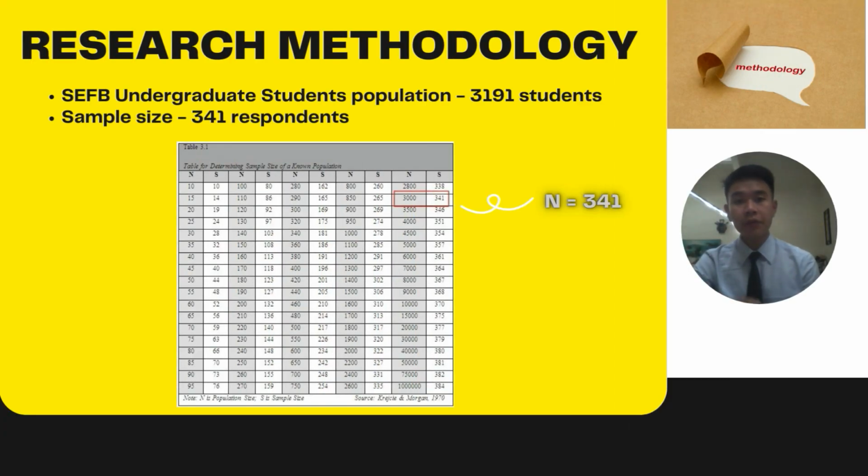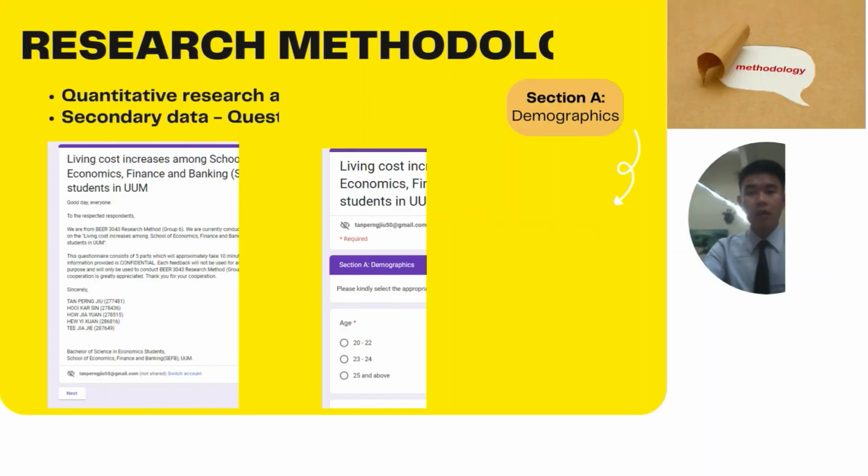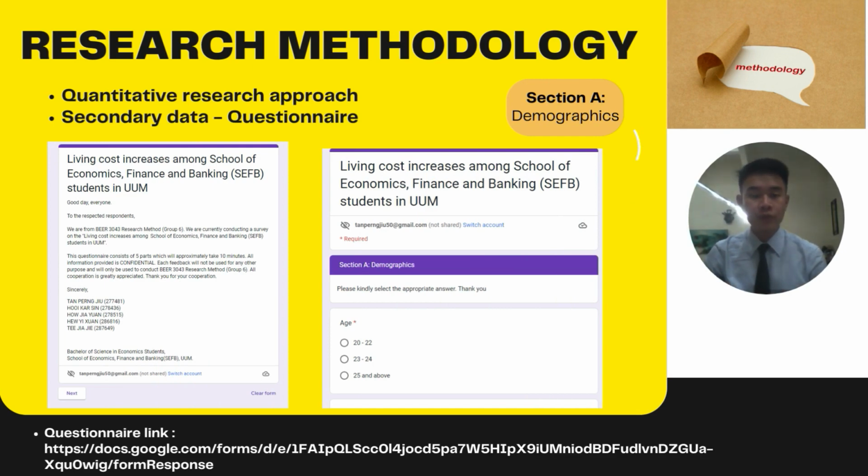Regarding the sample size, according to the Academic Affairs Department, the SFB undergraduate students population was recorded as 3,191 students. So based on the table below, the population is around 3,000, so the sample size would be 341 respondents. For this study, we use a quantitative research approach with secondary data. The type of secondary data we use is survey-based secondary data, which is a questionnaire through Google Form.